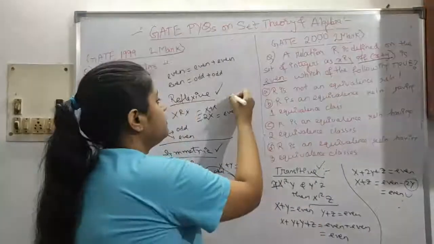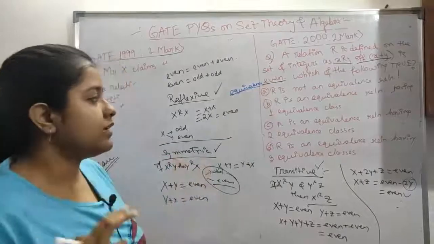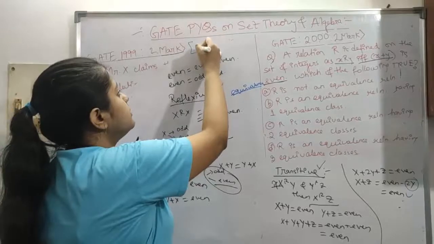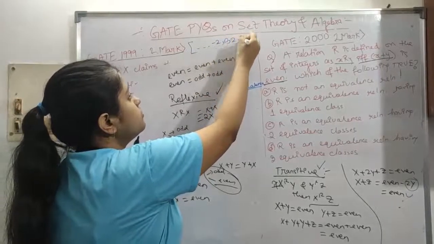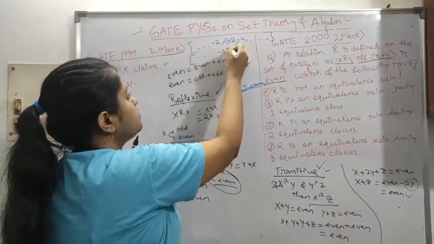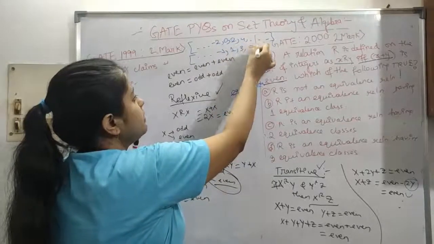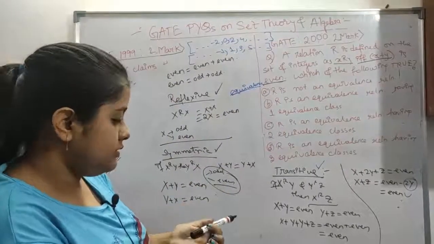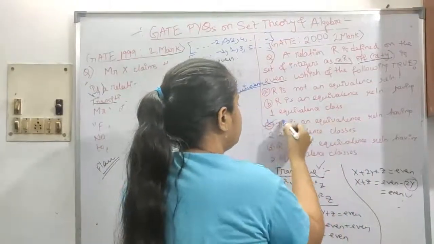So this is actually an equivalence with 2 classes, because we are taking odd and even. So like even: minus 2, 0, 2, 4, like this. And odd: minus 1, 1, then 3, then 5, like this. This will continue. We will have both classes. So here this option is correct. So R is an equivalence relation having 2 equivalence classes.